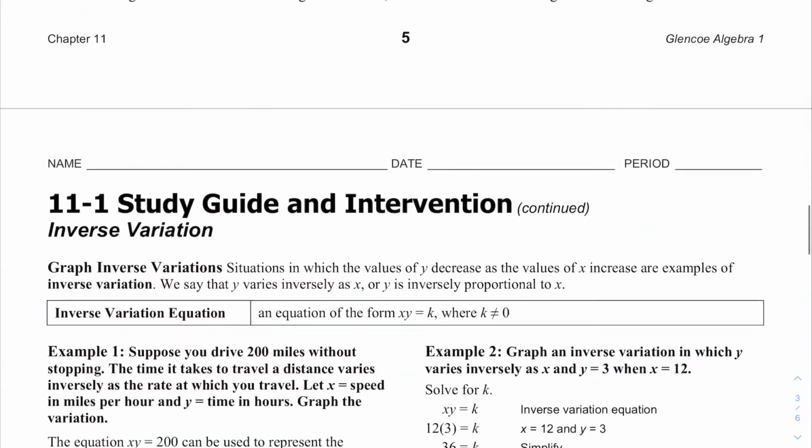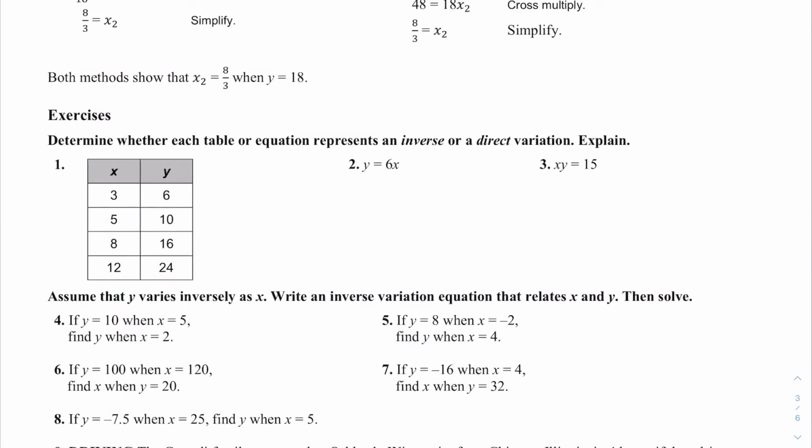Let's do some textbook problems. Determine if these questions are inverse or direct variation. Direct variation was y equals kx. Inverse variation was x times y equals k. So let's see. 3 times 6 equals 18. 5 times 10 equals 50. 8 times 16, 48 plus 80, 128. Okay, so these obviously aren't inverse variation.